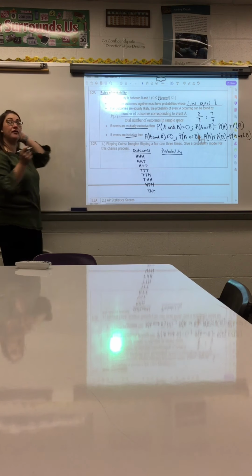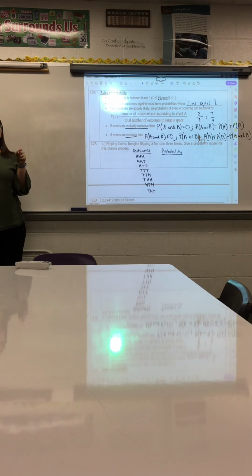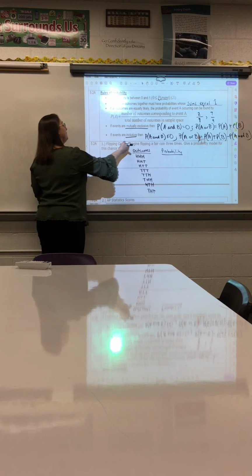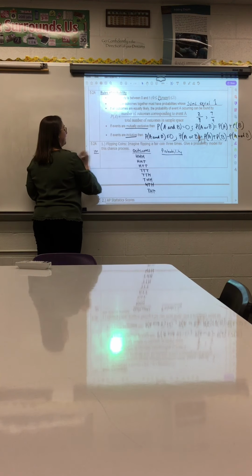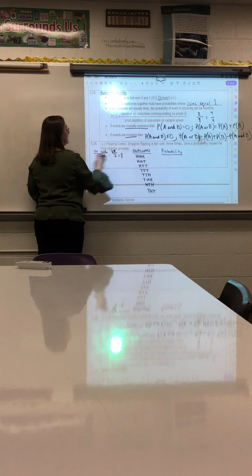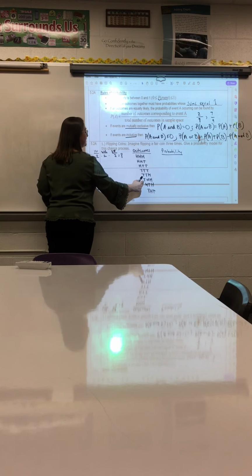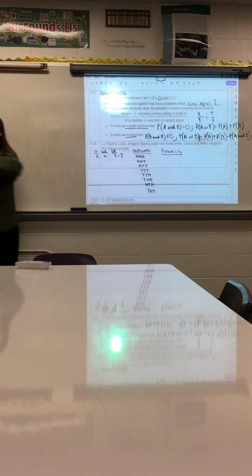So how do I figure out how many outcomes? I'm giving you the quick shortcut way. When I flip the first coin, how many ways can the coin land? 2. When I flip the second coin, how many ways can it land? 2. Third coin? 2. If I multiply those together, 2 times 2 times 2, that's 8. So 8 possible outcomes.